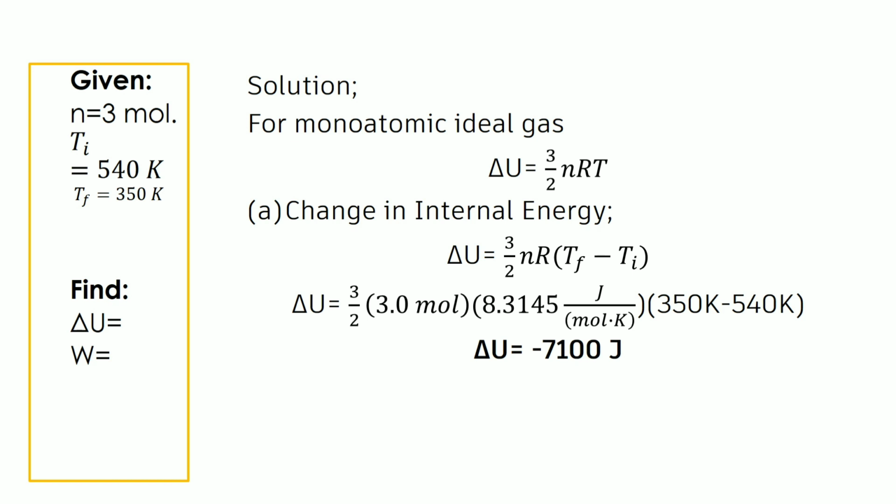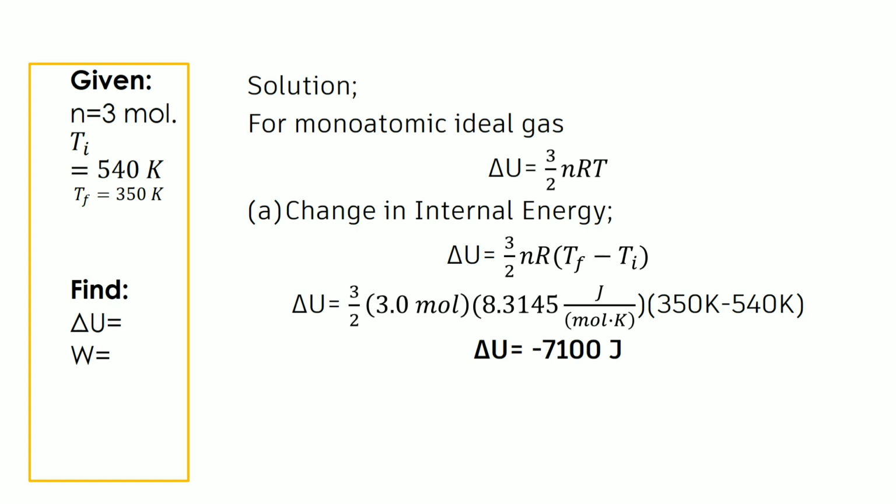For our solution, since it is a monoatomic ideal gas, we have a formula for finding the change in internal energy: 3/2 multiplied by the number of moles, multiplied by the universal gas constant and the change in temperature. So let's proceed. This is a simplified formula.